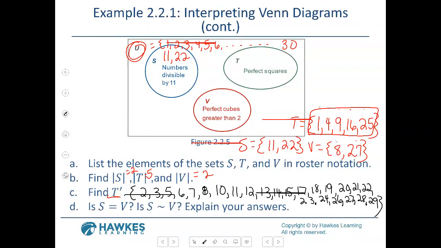Okay, now the question of whether S equals V or S is equivalent to V. When you look at the terms, S has 2 terms, and V has 2 terms. So would that be equal or equivalent? It would be equivalent. They are equivalent because the numbers are not the same, but the cardinality is the same.